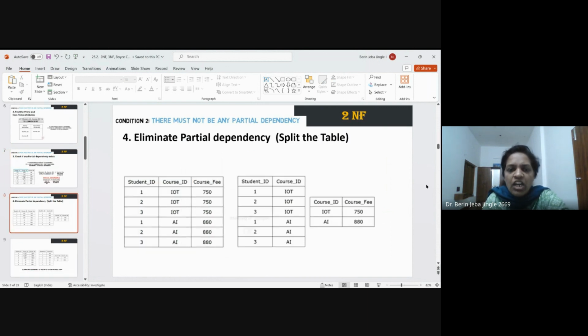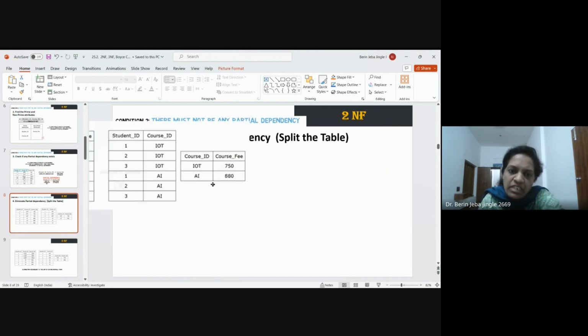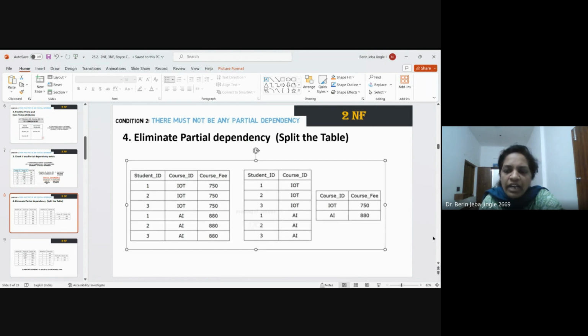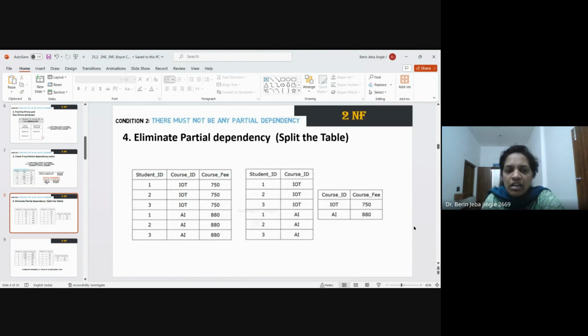How do we eliminate this partial dependency? We take this table and decompose it into two tables. One table contains the candidate key attributes alone, that is, student ID and course ID. The other table contains course ID and course fees. So we can rectify the redundancy also. See here how many times the fee is repeated. Here you can reduce the redundancy: for IoT only 750 and for artificial intelligence only 880 is represented. So redundancy can also be eliminated. This is how eliminating partial dependency gives the second normal form.